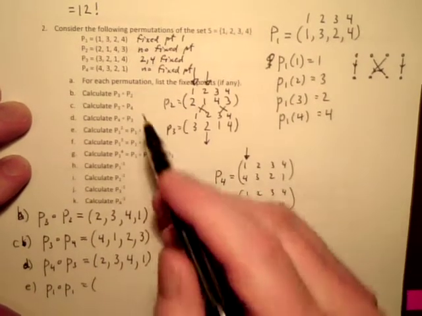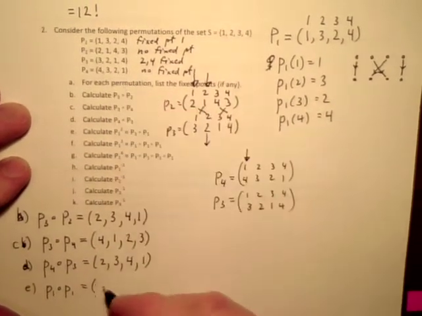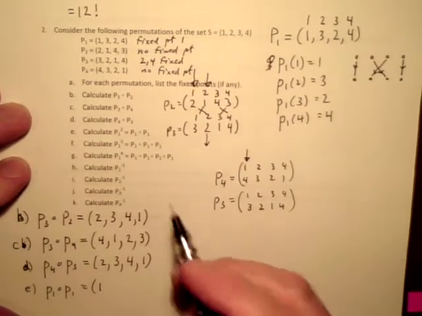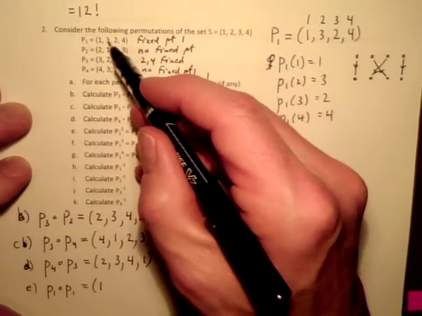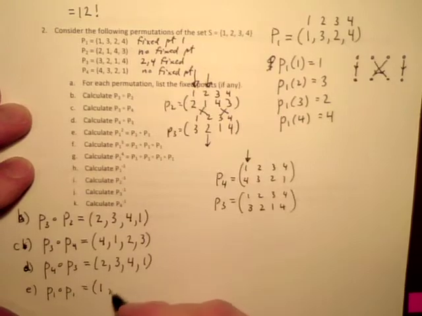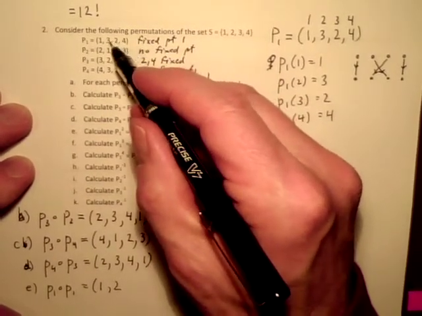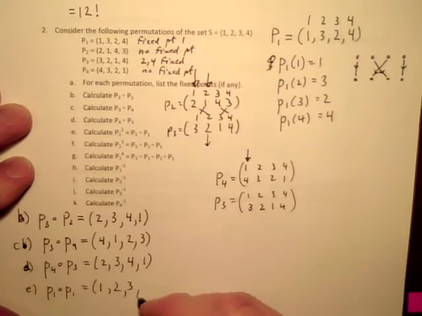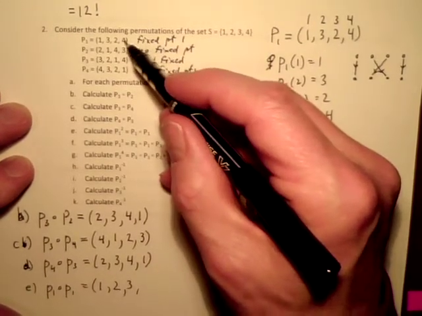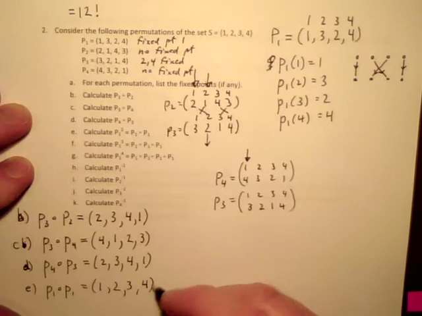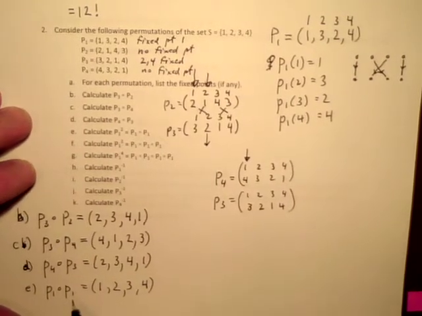Okay. Finally, let's calculate P1 squared. So P1 maps 1 to 1, and if I apply it again, 1 stays 1. P1 maps 2 to 3, and then 3 to 2. P1 maps 3 to 2, and then 2 to 3. Finally, P1 maps 4 to 4, which stays 4. And you can see the P1 squared is 1, 2, 3, 4, which can be considered the identity.